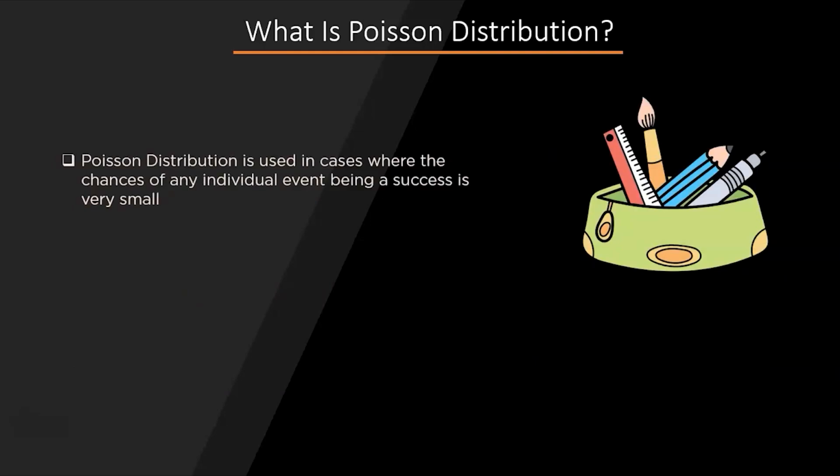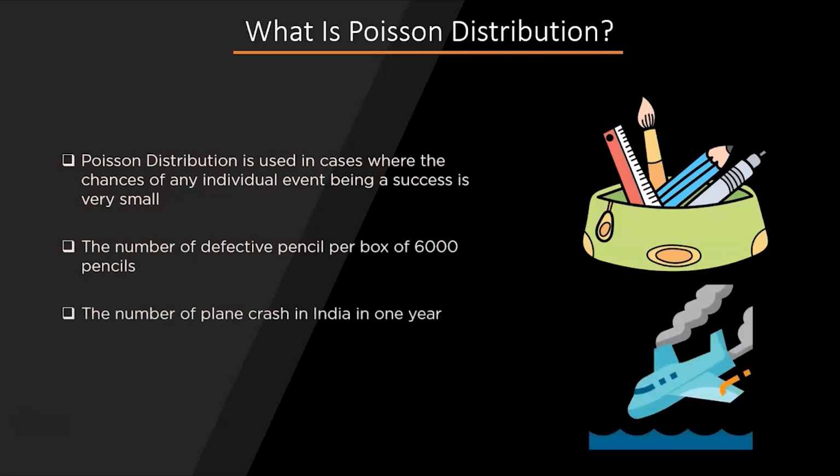A Poisson distribution is used in cases where the chances of any individual event being a success is very small. The number of defective pencils per box of 6,000 pencils, the number of plane crashes in India in 1 year, or the number of printing mistakes in each page of a book. All of these examples can make use of Poisson distribution.